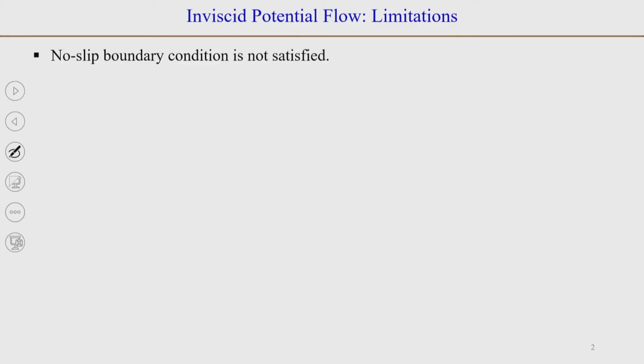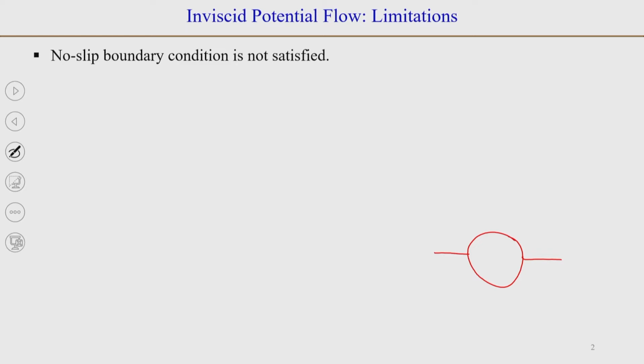So, in the potential flow, the boundary condition on the wall, which we specify as the no slip boundary condition, is not satisfied. For example, if you plot the velocity vectors surrounding this, you might get vectors something like this, and the velocity is non-zero on the wall. So, that is one limitation, because the no slip is something which has been observed experimentally.